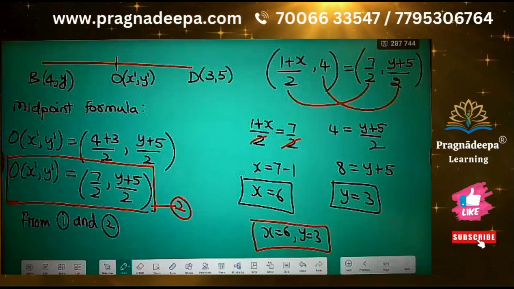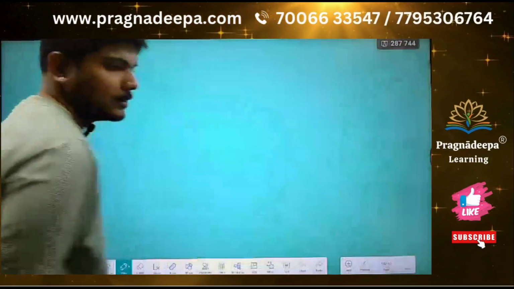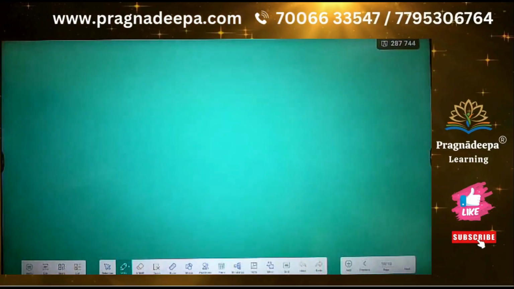Yes, sir. Find the coordinates of a point A where AB is the diameter of a circle whose center is 2, -3 and B is 1, 4. Okay. So observe here. You need to find the coordinates of A, where AB is the diameter of the circle.